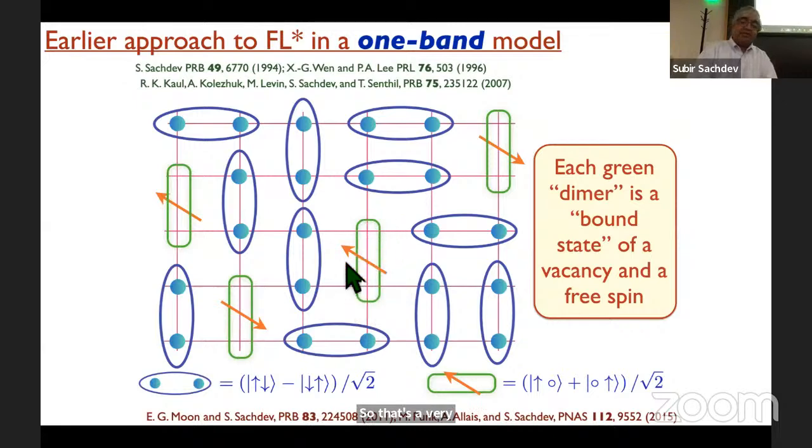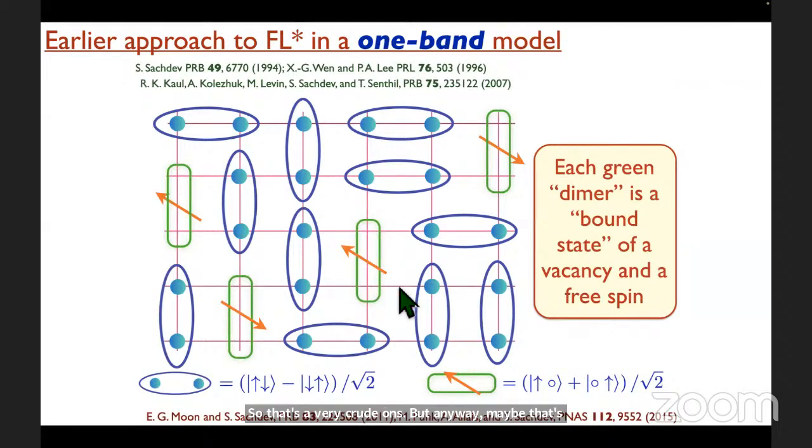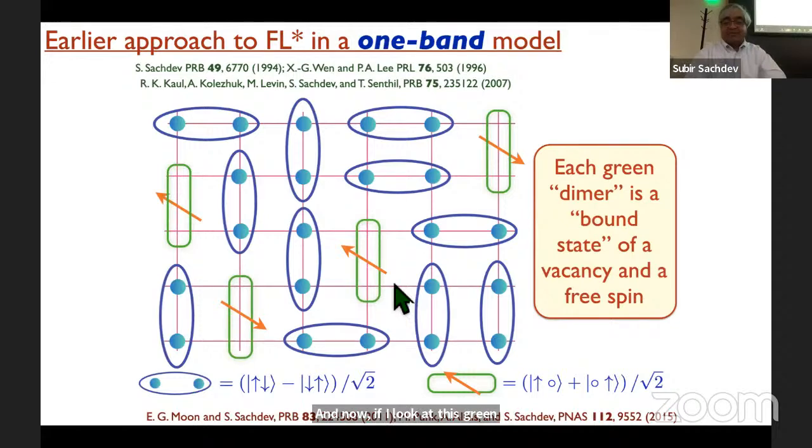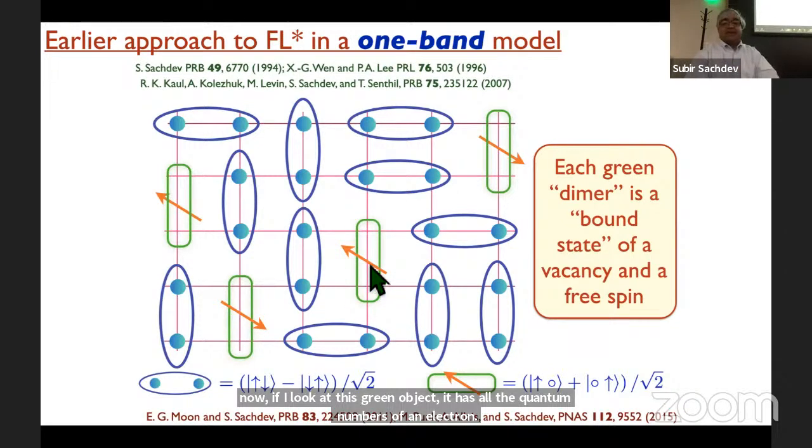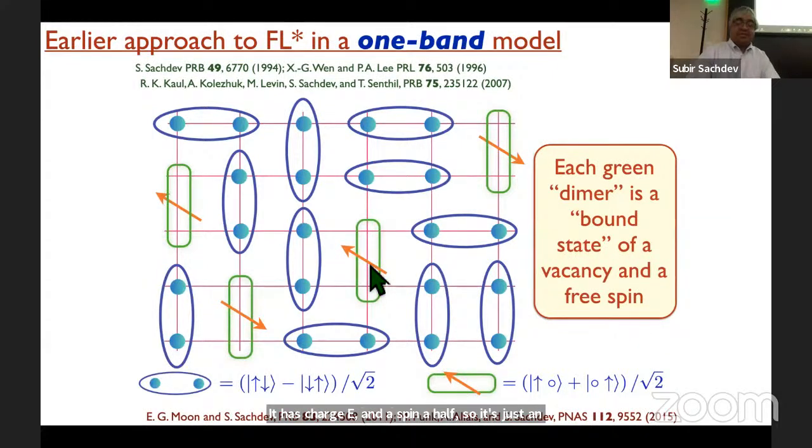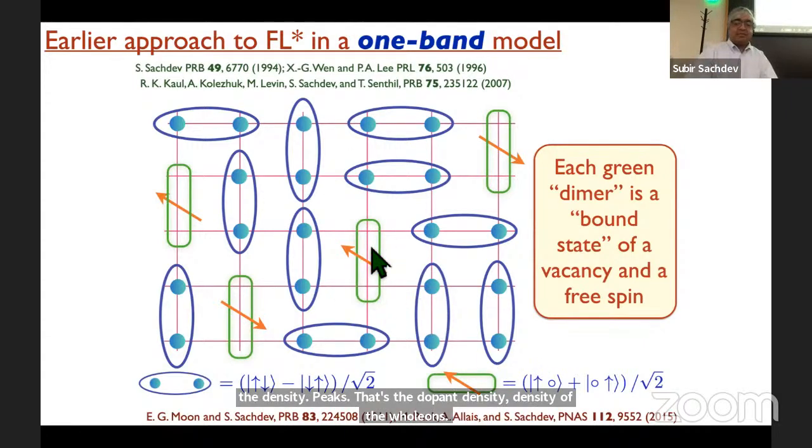And now if I look at this green object, it has all the quantum numbers of an electron. It has charge e and spin half. So it's just an electron, some Fermi-normalized electron. But of course, the big difference is this: the density of these electrons is not the density of all the electrons. It's the density p. It's just the dopant density, the density of the holons, because each holon captures a spinon.